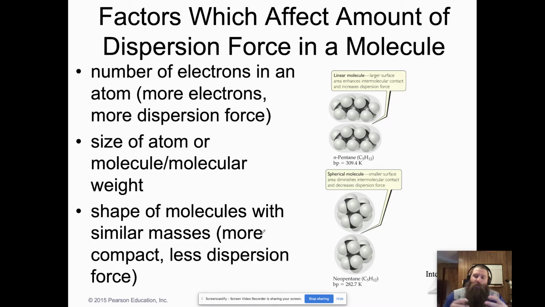So if you have two molecules that have similar masses and you're asking which one of these is more polarizable, we're going to look for the one that has greater surface area. So something that's spherical has not a lot of points of contact between it and another molecule. But if something is linear, it has many points of contact between it and another molecule. So the greater the amount of surface area that's present, the greater number of those intermolecular forces, or dispersion forces in this case, can come into play. So those are the three things we look at.